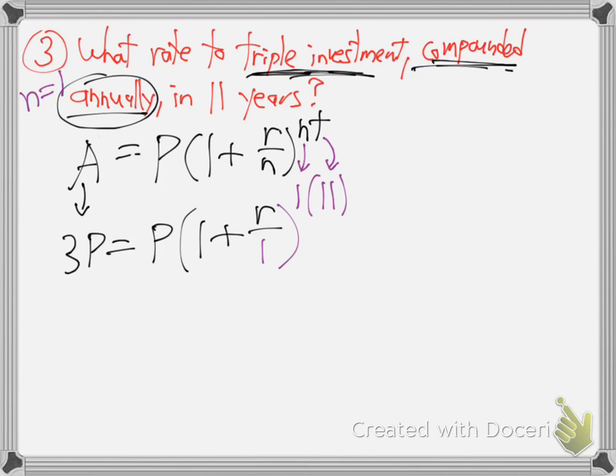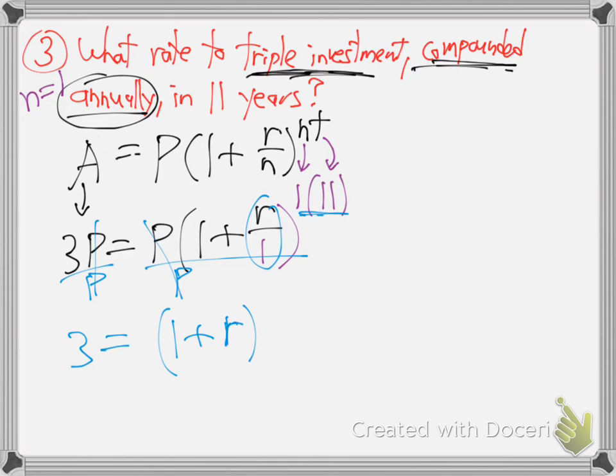Now, how do we solve it? For the first step, we just divide by P on both sides, and that's gone. So we get 3 equals 1 plus, now r over 1, that's just r. And 1 times 11 is just 11. So we get to there. So now we're trying to solve for r. That's what they asked us for, is what rate. So now how do we do that? Well, remember what we learned.